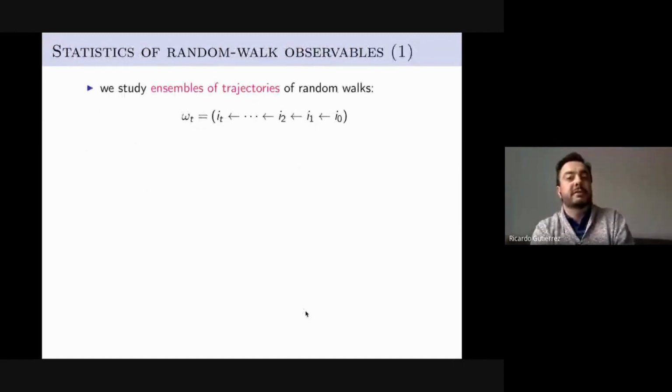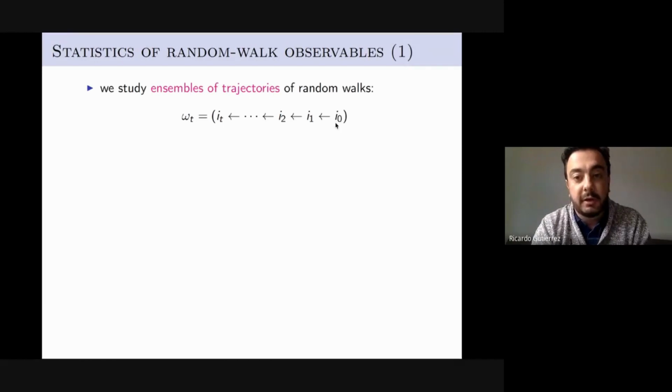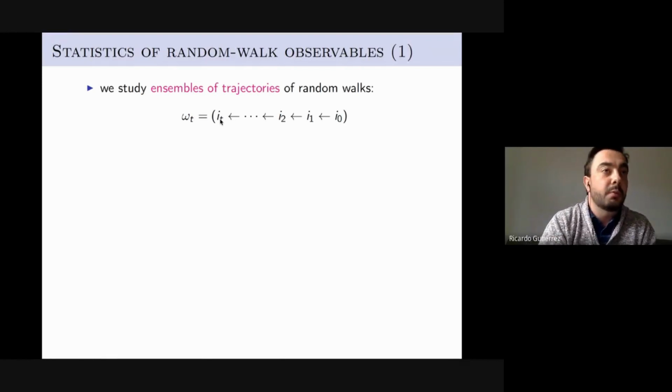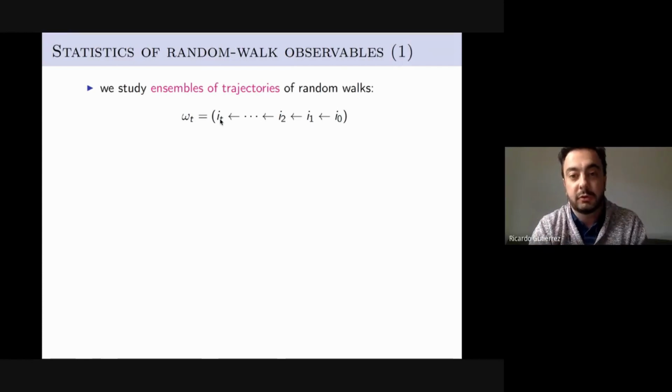So to do that, we study ensembles of trajectories of random walks. It is the idea I mentioned before, but particularized to the case of random walks. And a trajectory of a random walk is simply a sequence of nodes that are visited, starting from I0 to I1, I2, up to IT. And here the index coincides with the duration of the trajectory because we consider discrete-time random walks. Perhaps at the end, if someone is interested, I can clarify why we use discrete-time random walks. They are best adapted to the problem we want to study, more than continuous random walks in some sense.